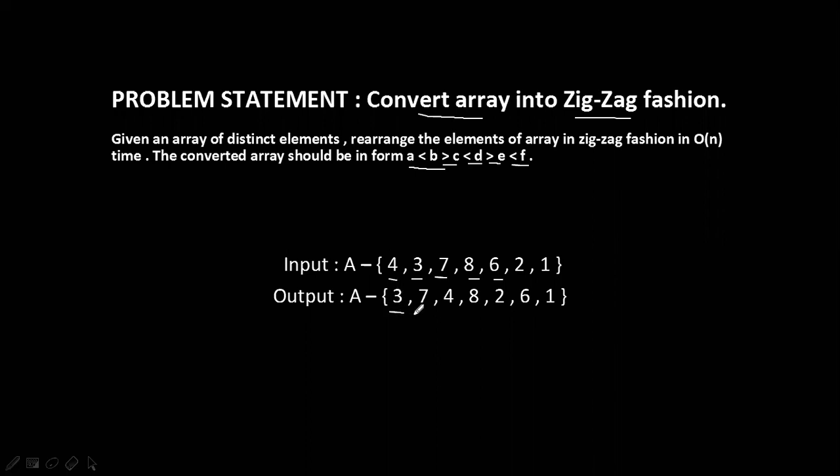Output can be 3, 7, 4. You can see that it is following the condition a less than b but greater than c, which is still less than d. So 4 is less than 8 but greater than 2. 2 is less than 6 but greater than 1. How to convert this into this? Any idea?